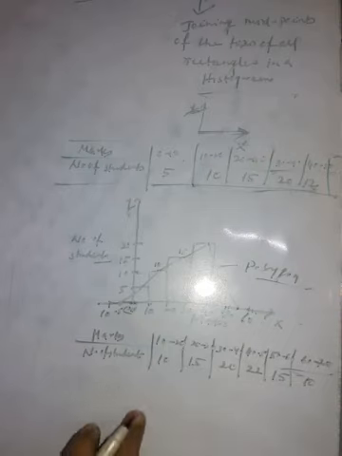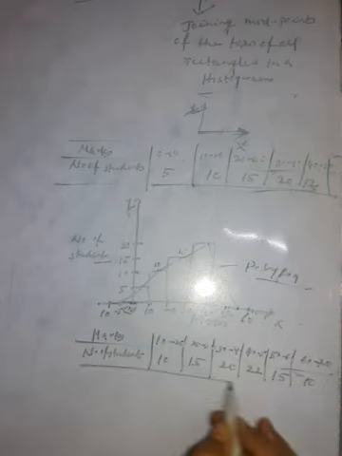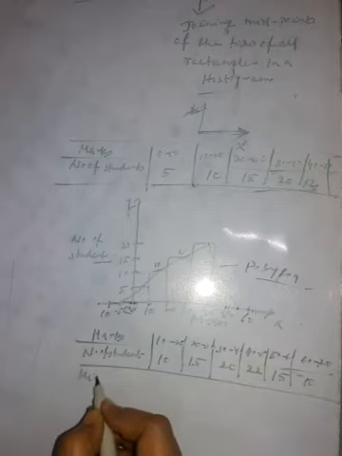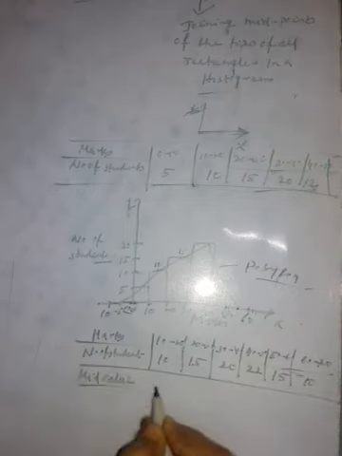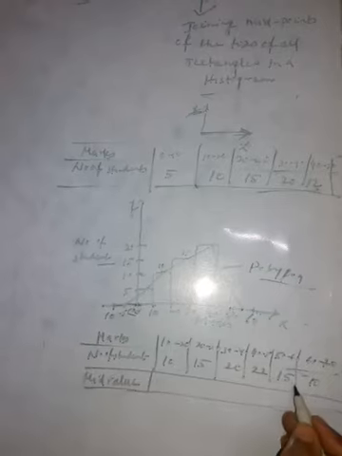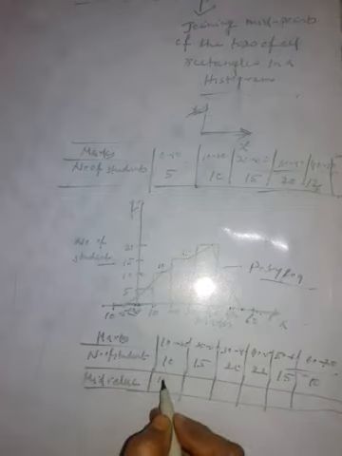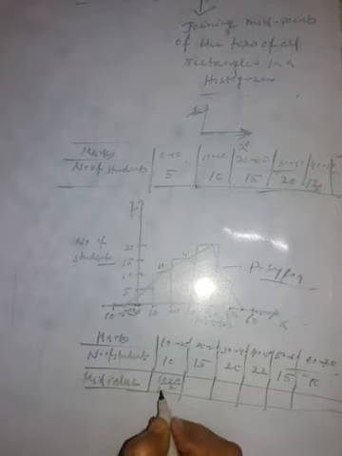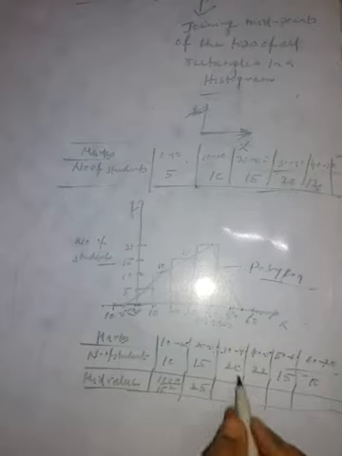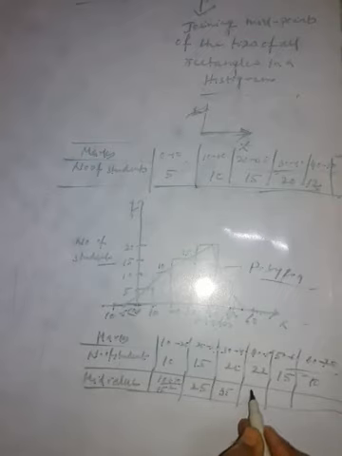So in the case of without a histogram, we have to find the mid value. How can we find the mid value of this class? For this class we divide 10 plus 20 by 2, and after division we get 15. Likewise 20 plus 30 by 2, we get 25. Then 35, then 45, then 55, then 65. That will be the mid values.